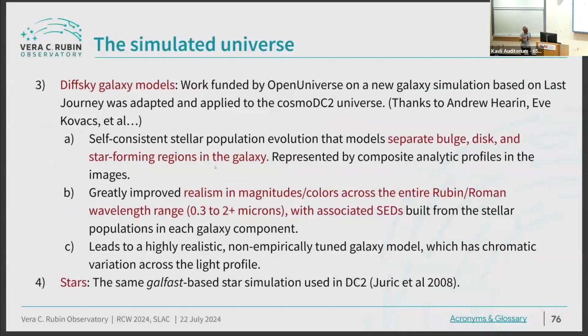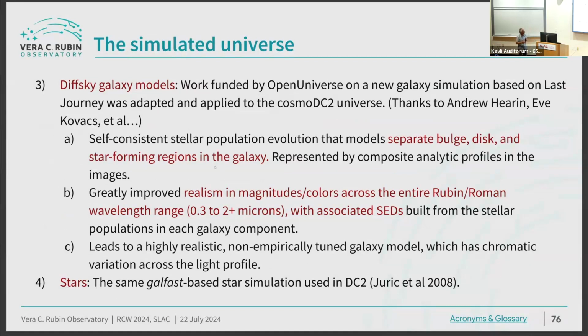One of the main improvements we wanted to include was also in the galaxy modeling over DC2. So part of the work that has been funded by the Open Universe effort has been a new galaxy simulation based on the Last Journey N-body simulation. That was not ready or available for us to use for these simulations, but we were able to use the galaxy models with the CosmoDC2 universe.